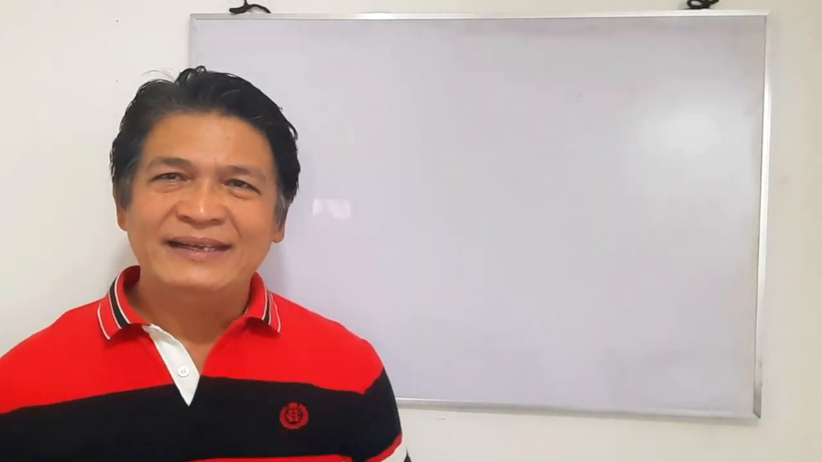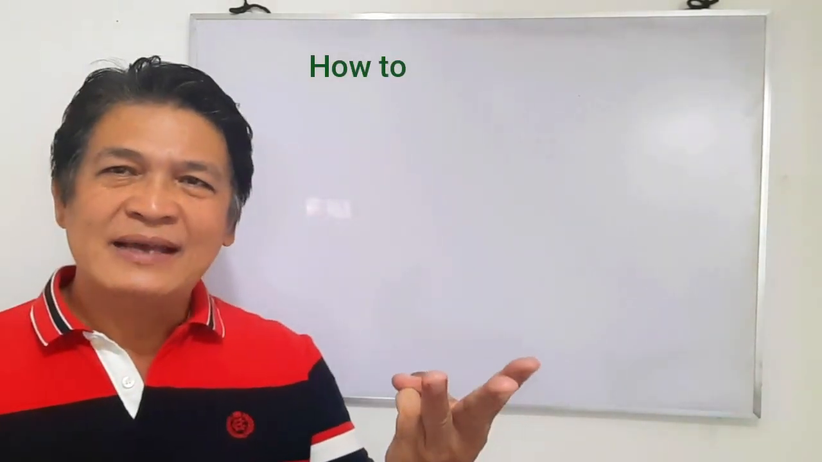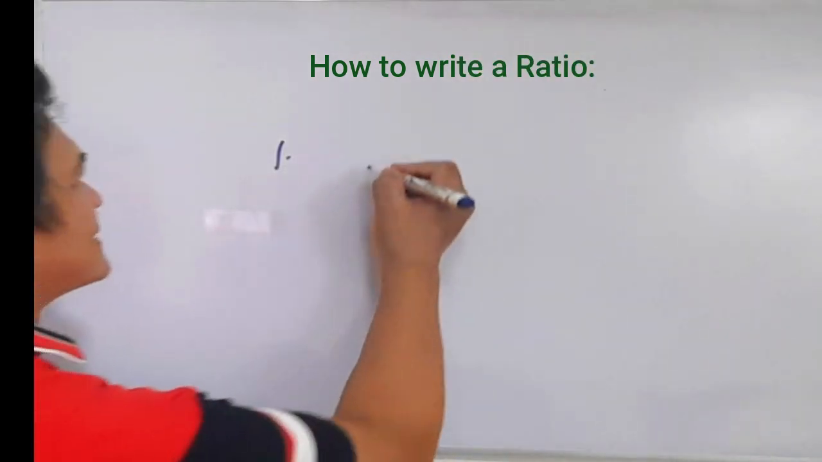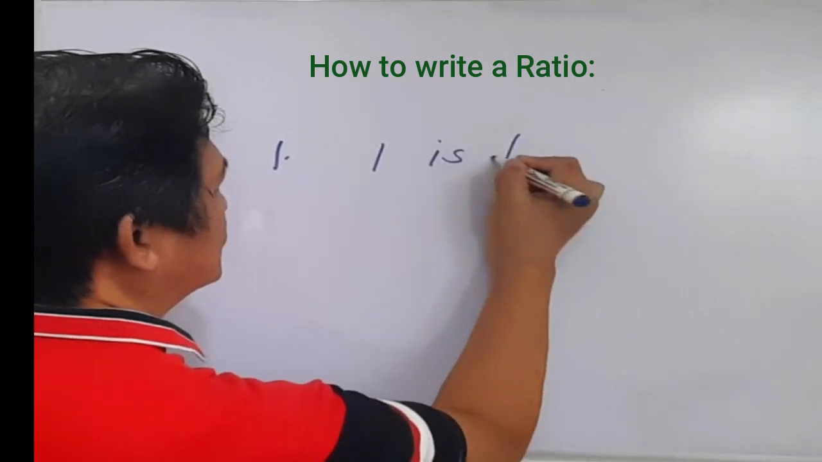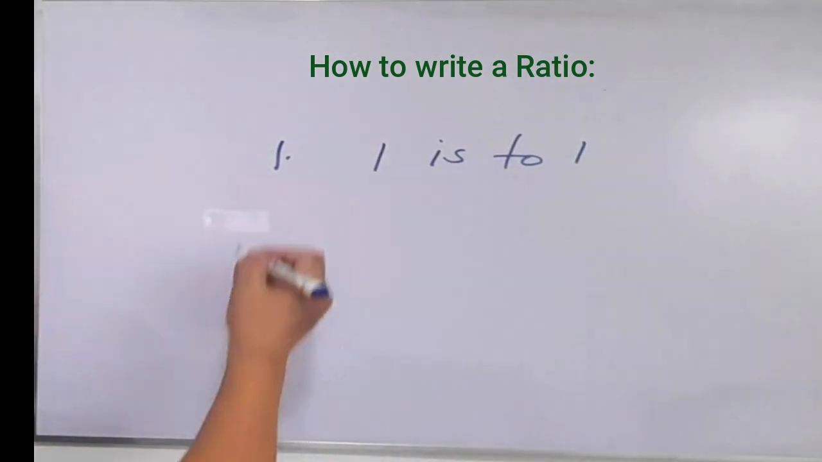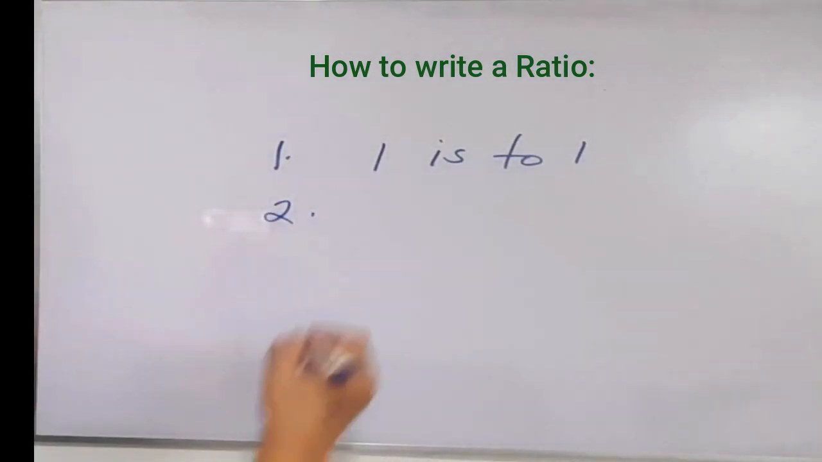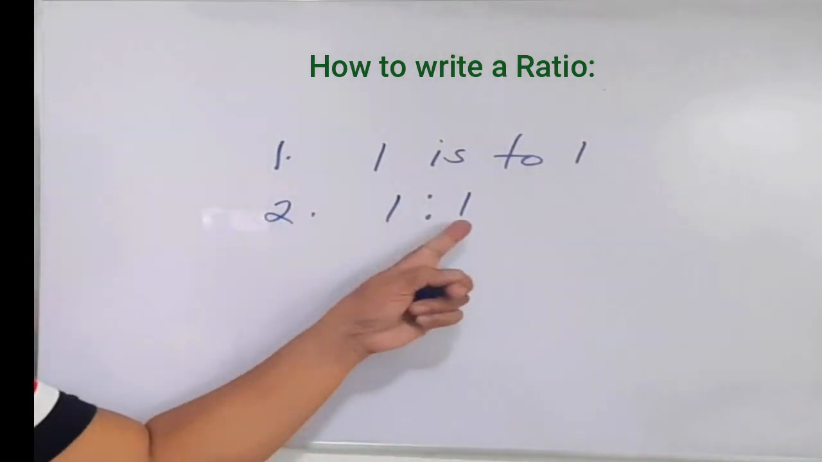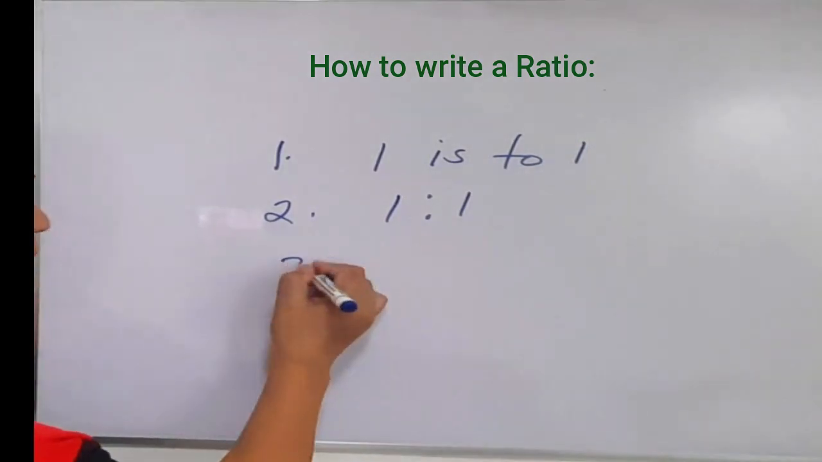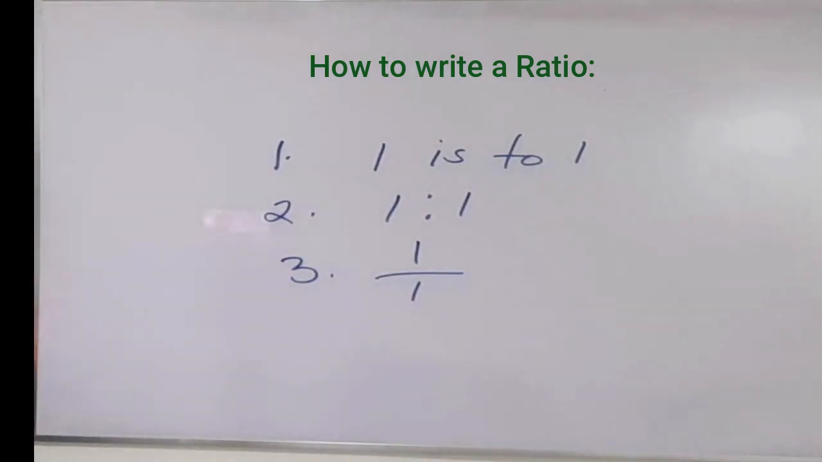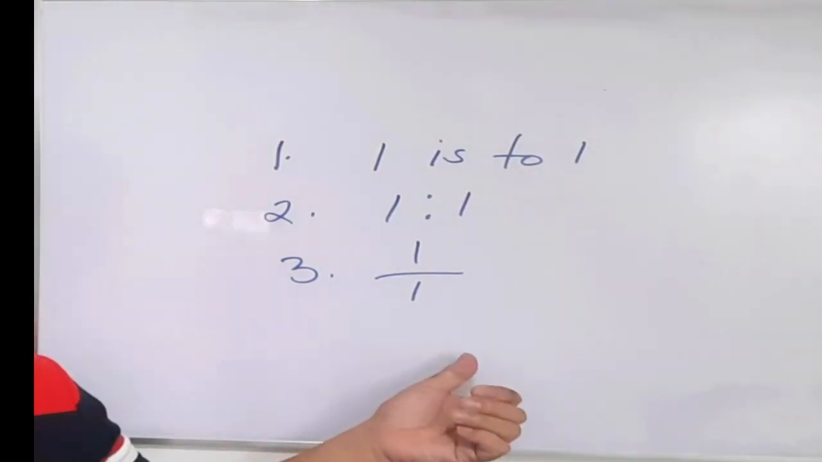But how do we write a ratio? There are 3 ways to write it. For example, the ratio 1 is to 1. We write that as 1 is to 1. The second one is 1, a colon, 1. And the third one is 1 over 1, a fraction. Therefore, a fraction is a ratio.